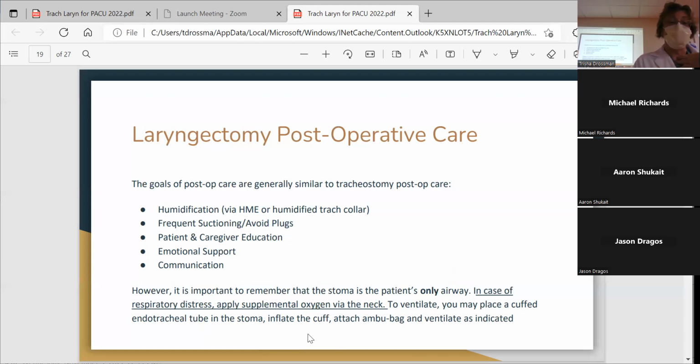There are a couple of different ways to do humidification, and I'll get to that in a minute, but traditionally we're using the humidified trach collar that you're all used to seeing that you use with trachs and laryngectomies. There's also this HME device, which I'll talk about in a minute, but it's very important to provide this humidification and also frequent suctioning to avoid plugs, educating the patient and caregiver: you're breathing through here now, your nose is just for show, not going to be useful here at all. You're only breathing through here.